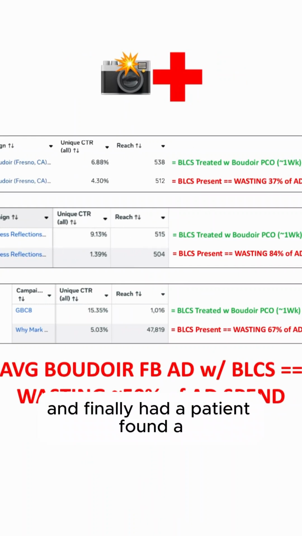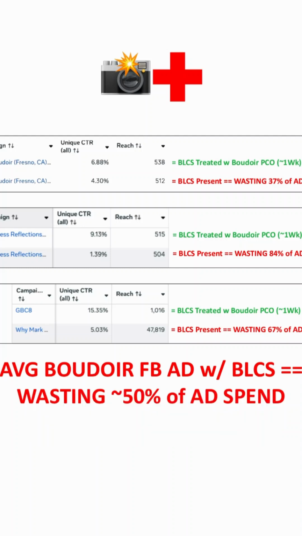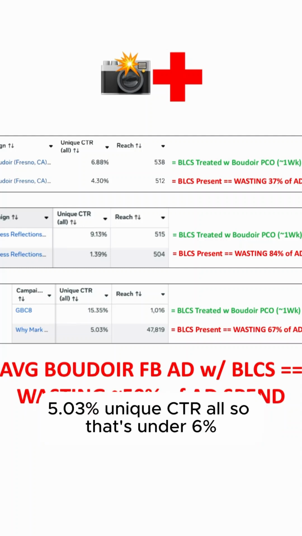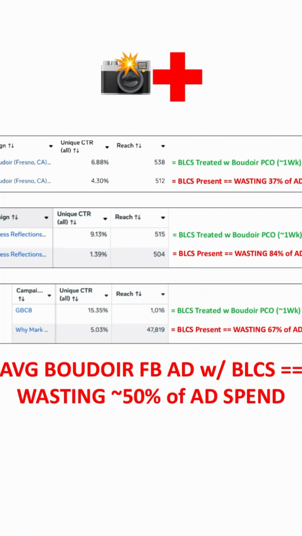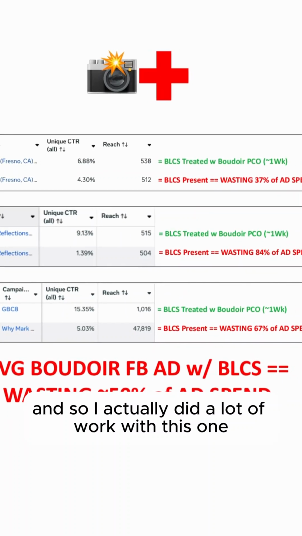And finally, had a patient, found out his Boudoir Facebook ad. He had BLCS present, 5.03% unique CTR, so that's under 6%. That's Boudoir low click syndrome. And so I actually did a lot of work with this one.